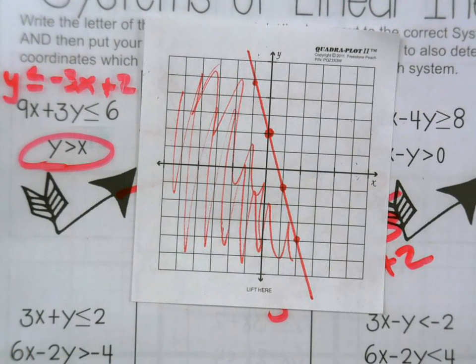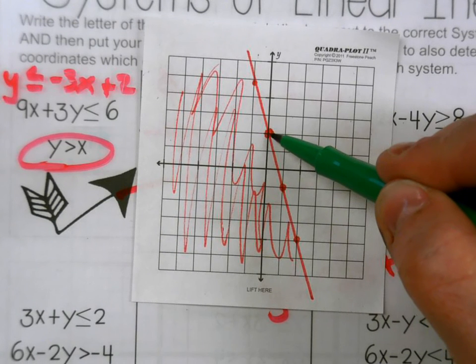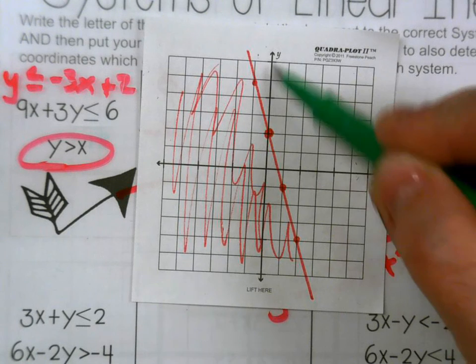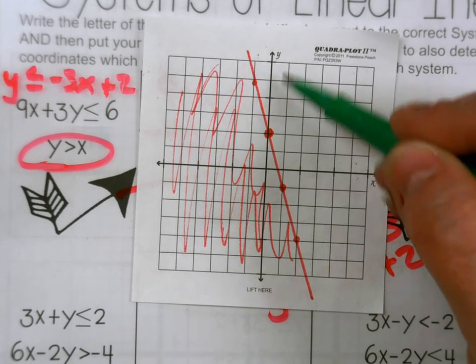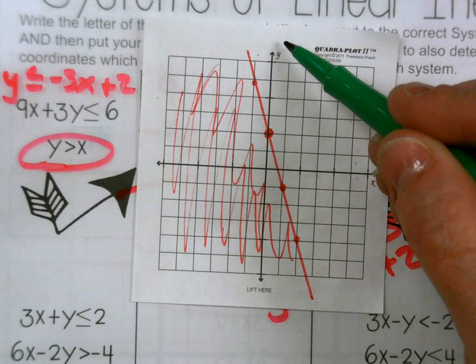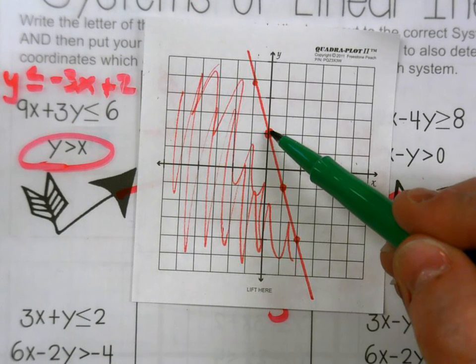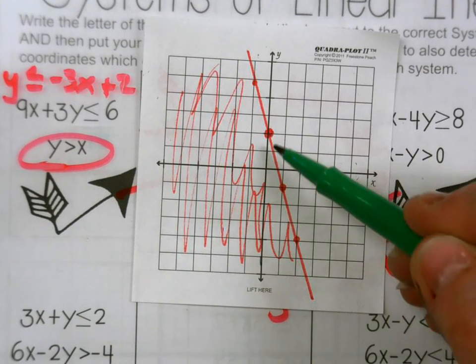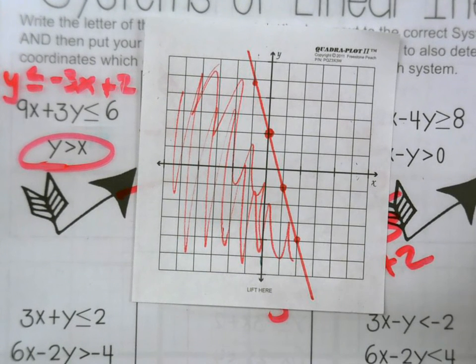Ms. Stewart, I have a question. What determines which way you shade? The symbol. I always look at the y-axis. If it's greater than, I look at my y-intercept and my greater y's are going up, so I shade the side that has my y's getting bigger. If it's less than, I go down from my y-intercept because I need my y's to be smaller.